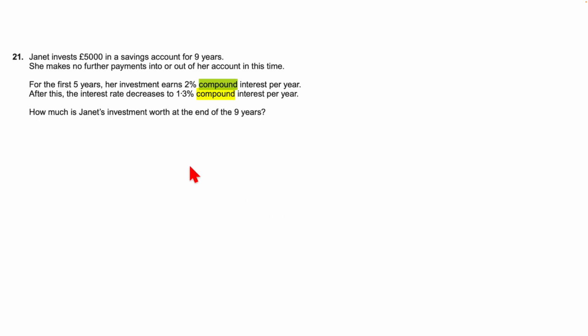Now we move on to something more interesting. Compound question. Simple or compound? Well, it's compound. The rate changes. I'm investing £5,000 for 9 years. The first 5 years I'm getting 2%. The rest I am getting 1.3%. There is a very simple formula for this.